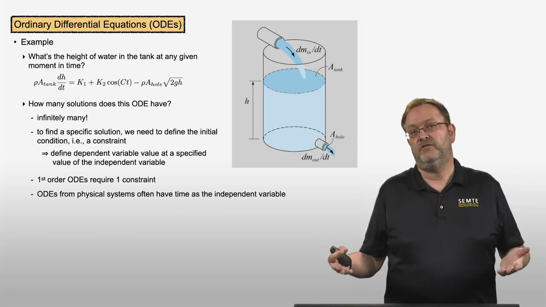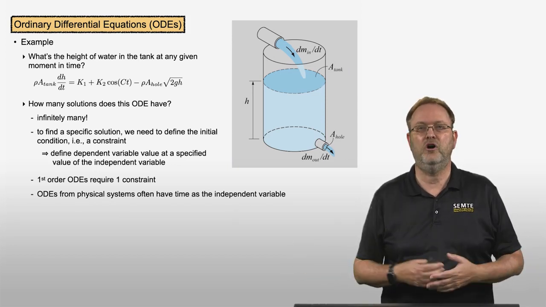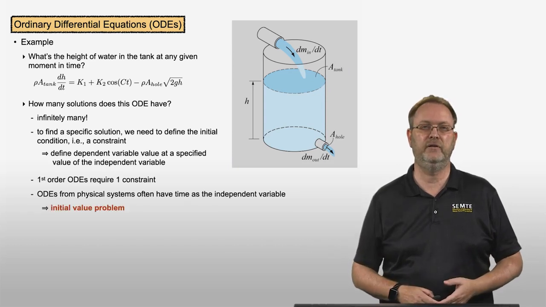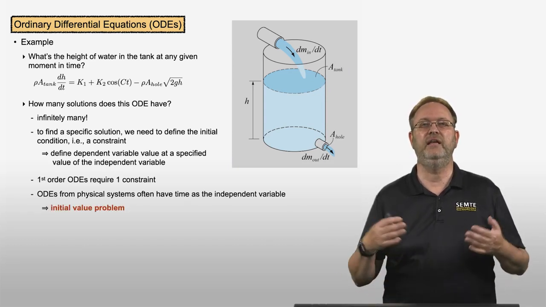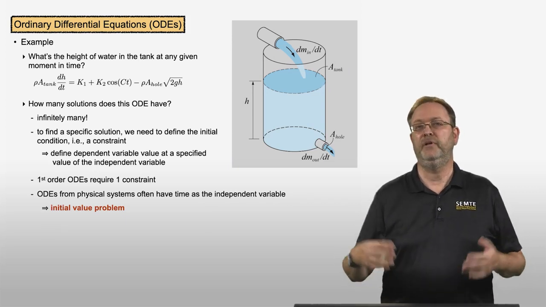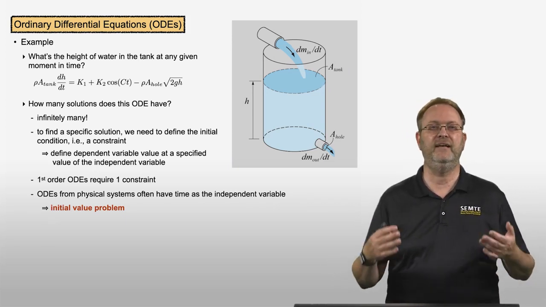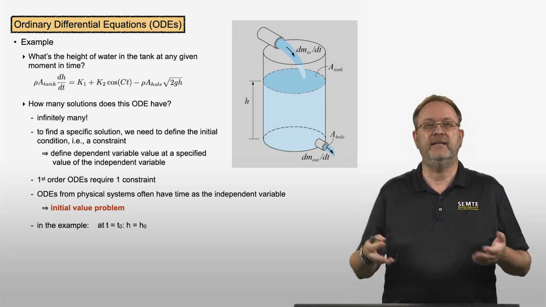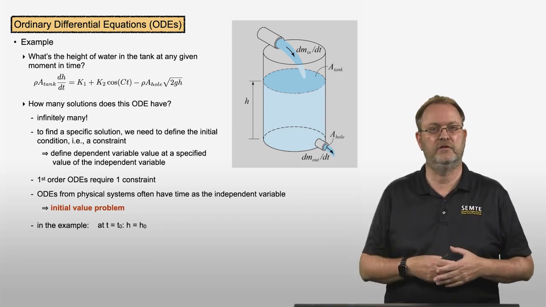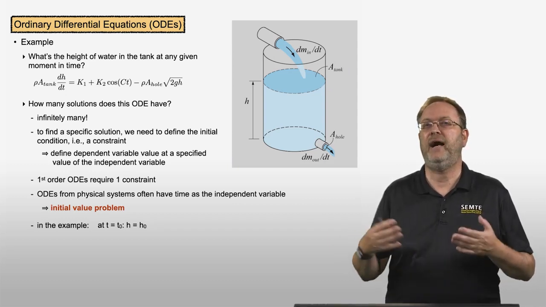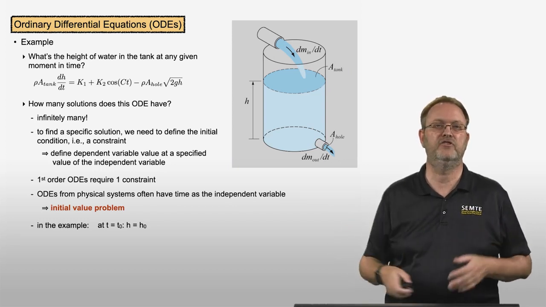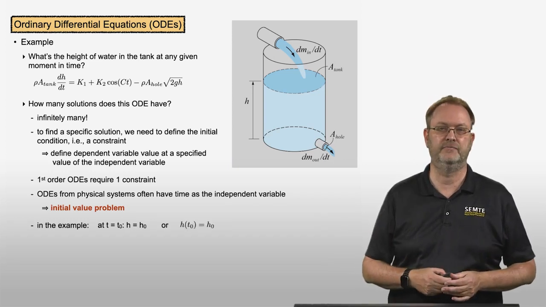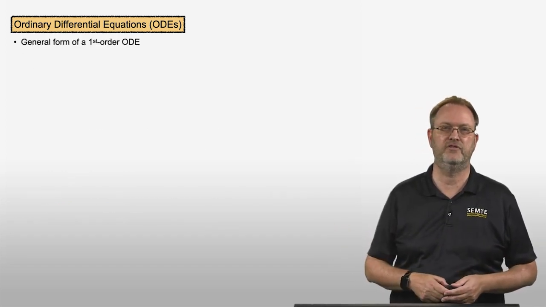And since ODEs from physical systems and engineering oftentimes involve time as the independent variable, we will call these ODEs initial value problems, because this constraint is given at an initial time value. So in this example here, I need at some initial time t0 to know what the height of water is in this tank, h sub 0. Both t0 and h0 values have to be provided. You can write this as h of t0 equal to h0 as well.